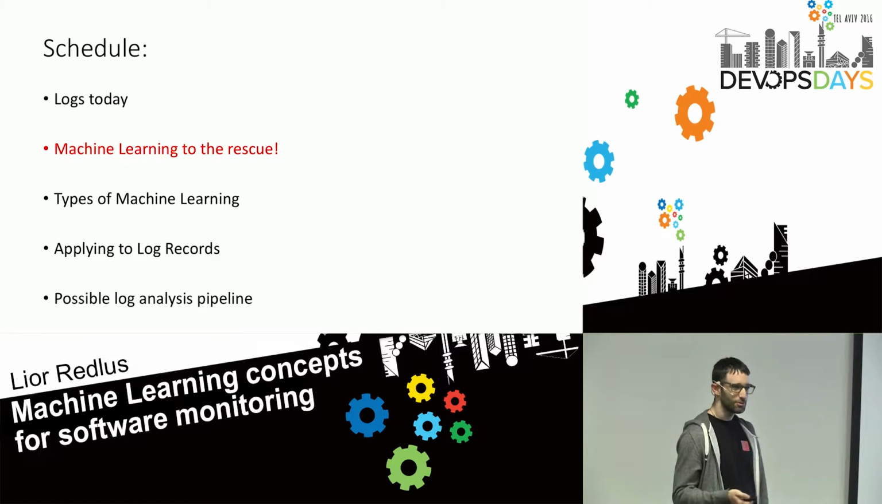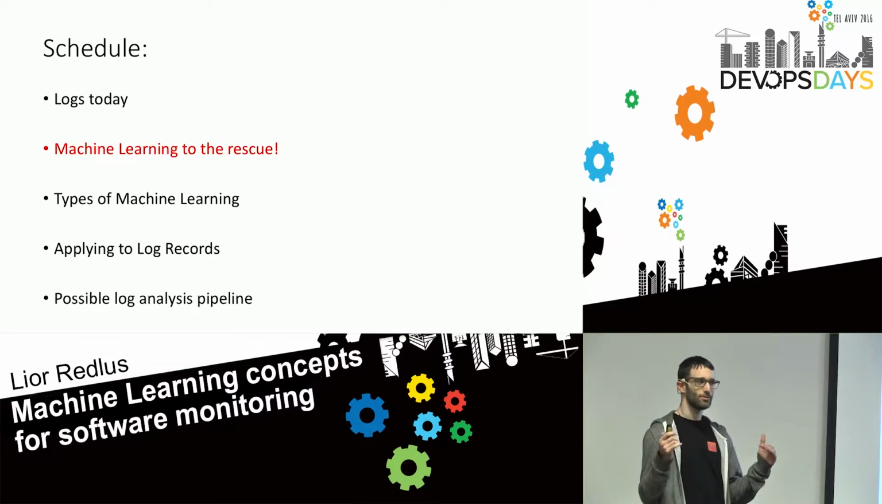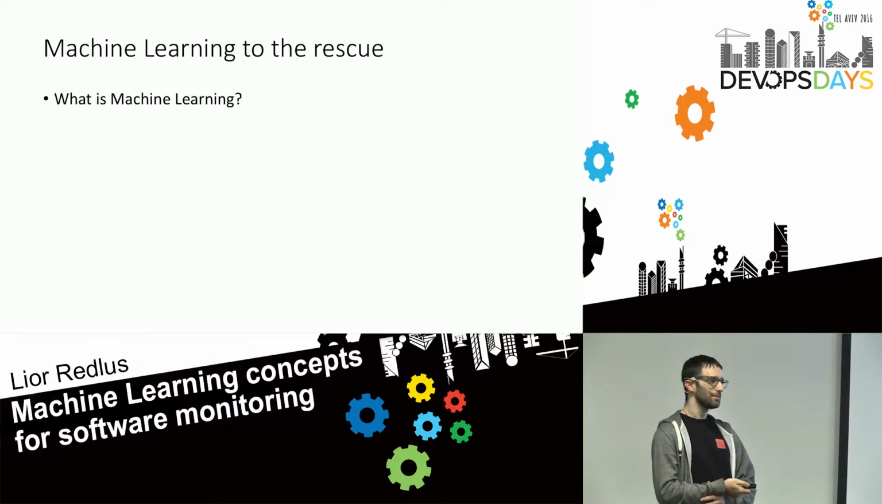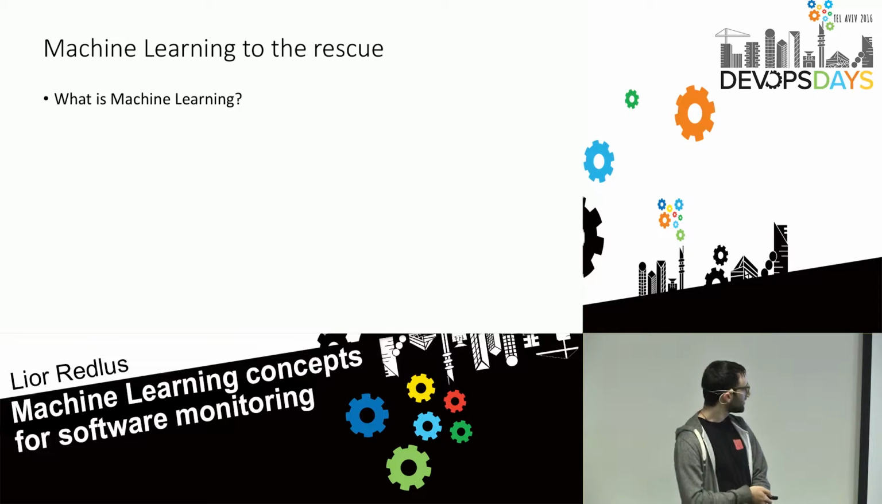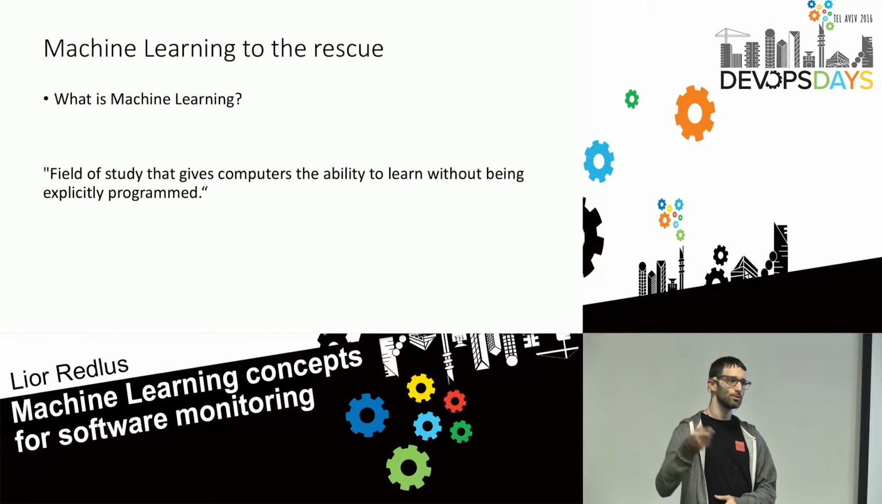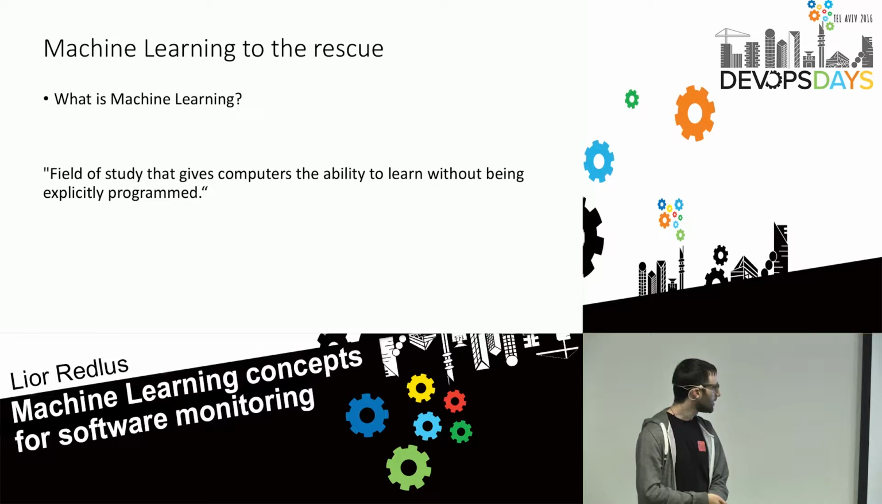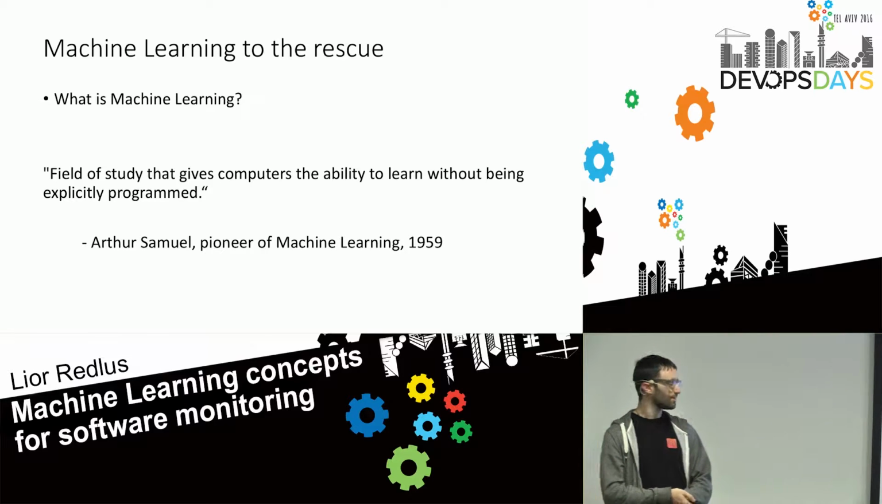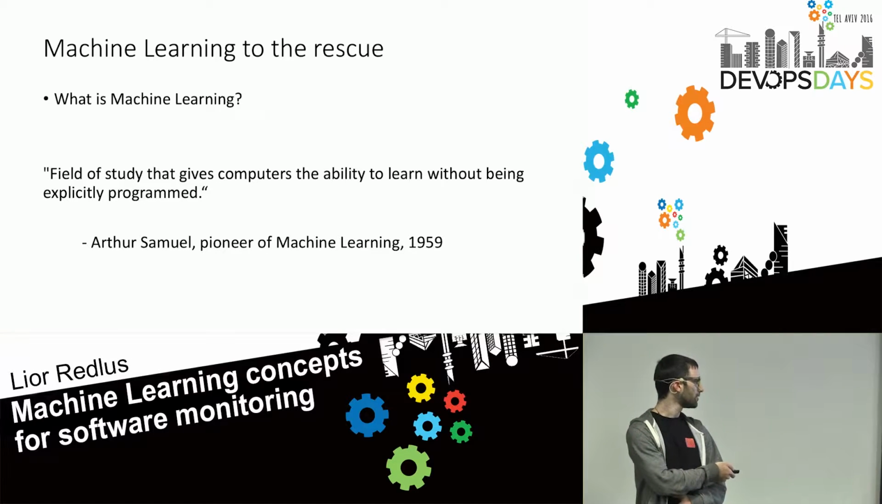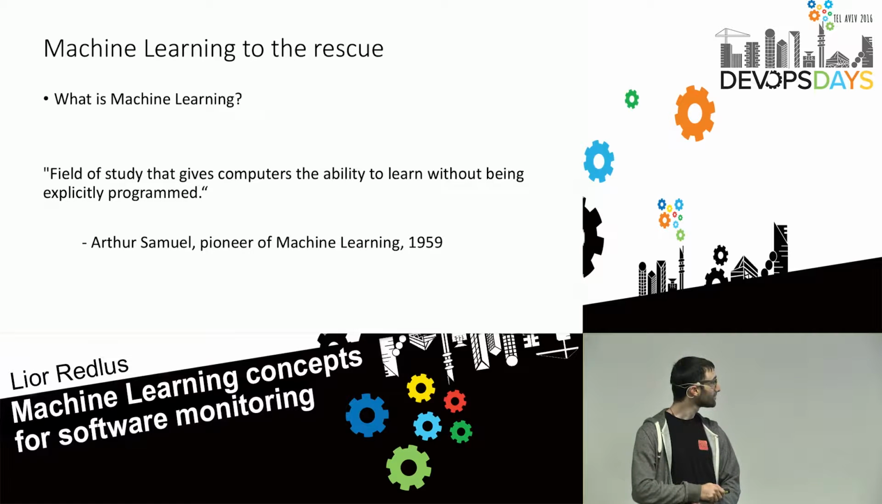But before we dive into it, let's have a quick overview of machine learning. What's machine learning? It is a field of study that gives computers the ability to learn by themselves instead of being explicitly programmed. This is by Arthur Samuel, the pioneer of machine learning in 1959.